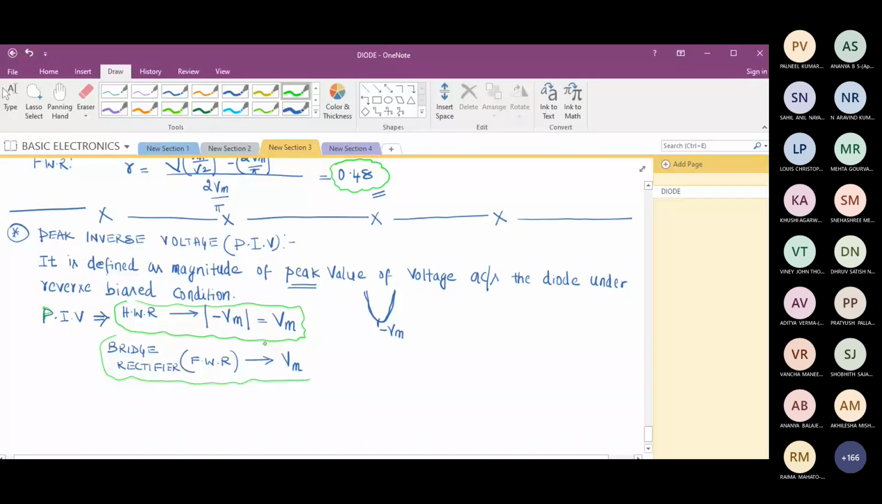Fine. Now, I'll take up the third case, the center tapped full wave rectifier. Tell me what it is. I'll go back to the circuit. I'll scroll it up.